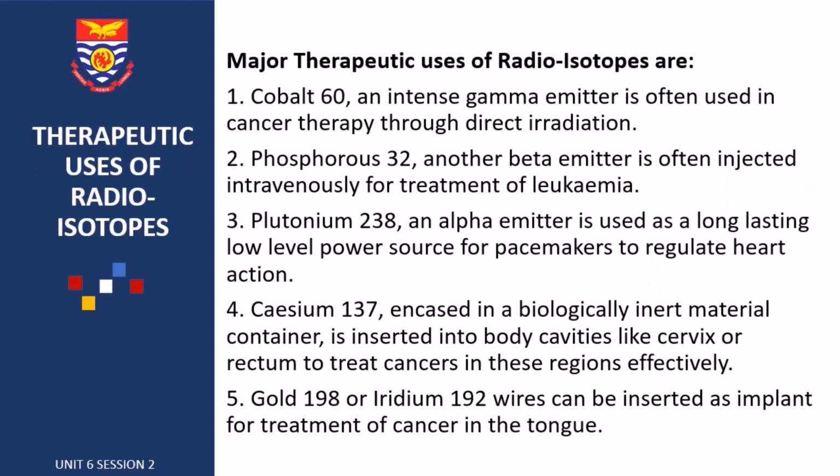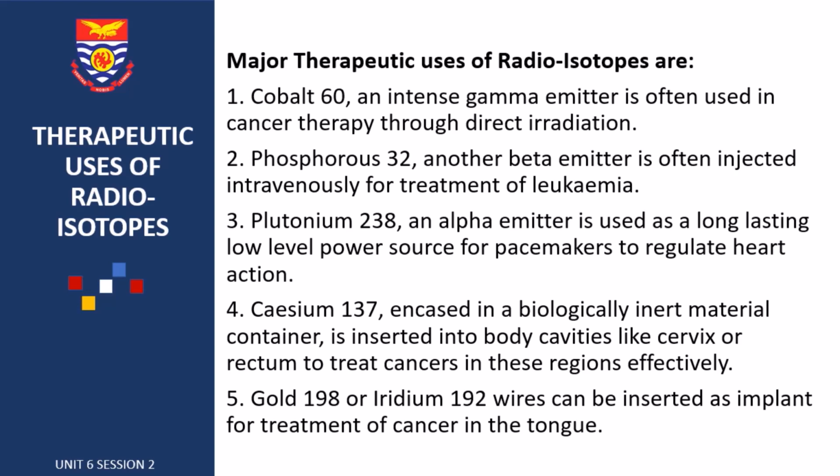Let us look at some therapeutic uses of radioisotopes. One, we can talk about cobalt-60, which is an intense gamma emitter and is used in cancer treatment through direct irradiation. So the cancer cells are irradiated with the cobalt-60.